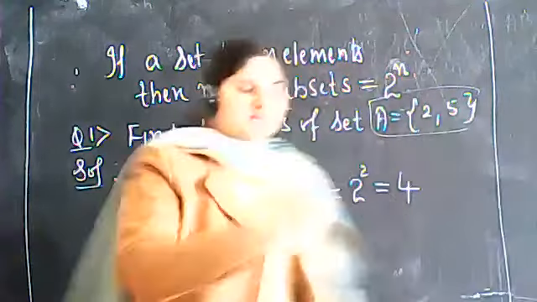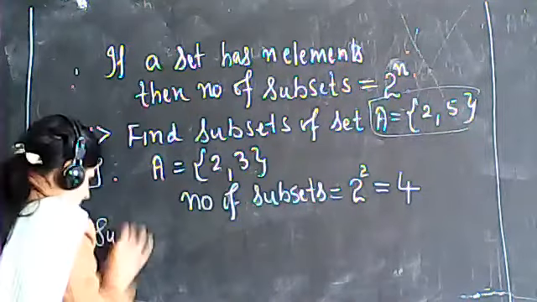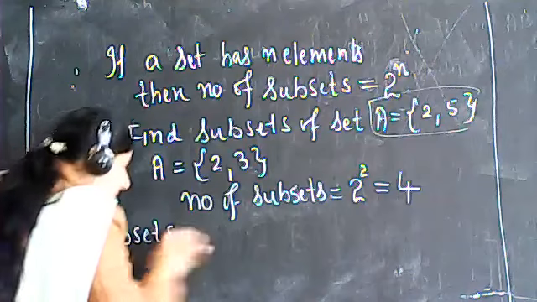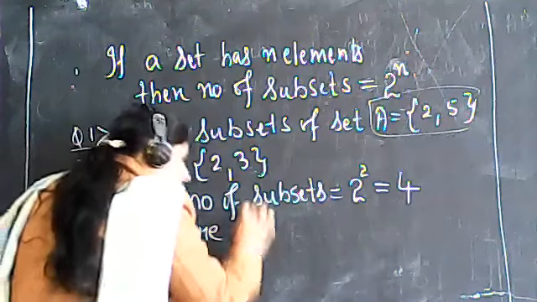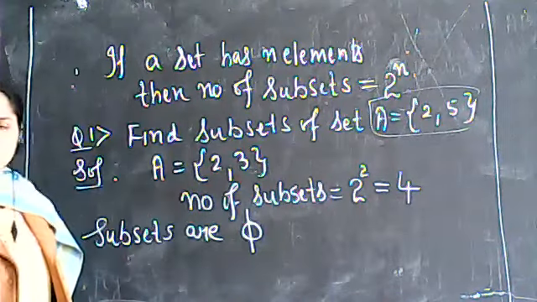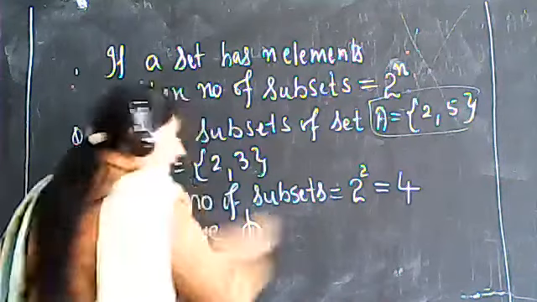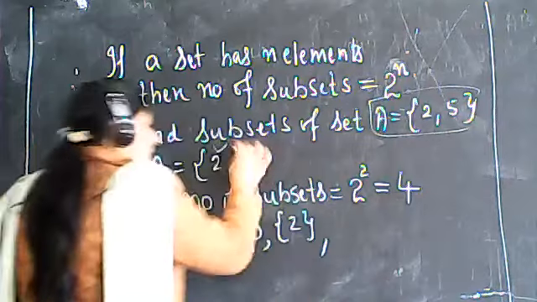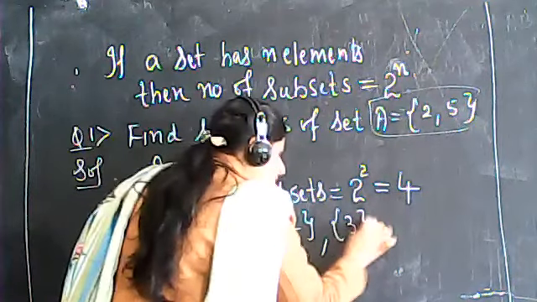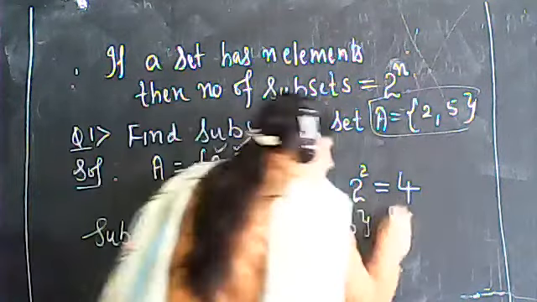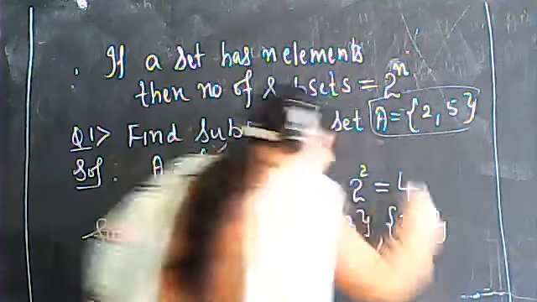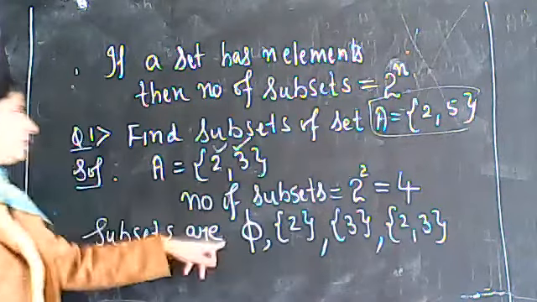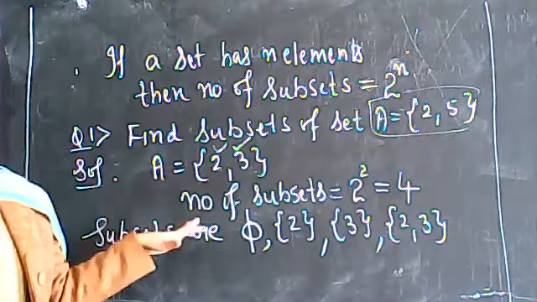So what are the different subsets? Phi is a subset of every set. So first subset will be phi. Second subset is singleton set 2. Third subset is singleton set 3. And last subset is the set itself. So these are the 4 subsets of the given set.